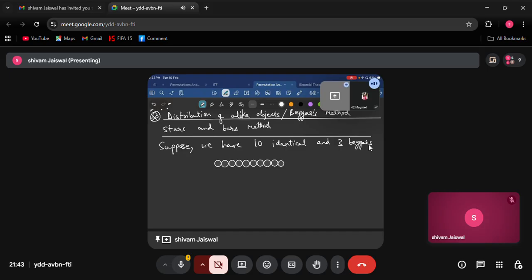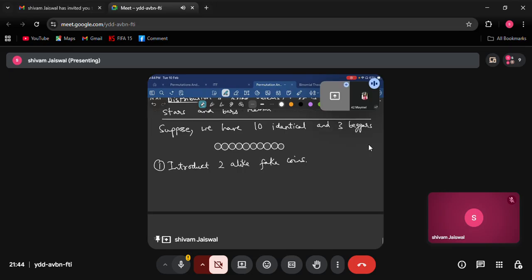In order to make three partitions, let us introduce two alike fake coins. Introduce two fake alike coins. So now what will happen? Now the linear arrangement will look somewhat like this. Tell me.